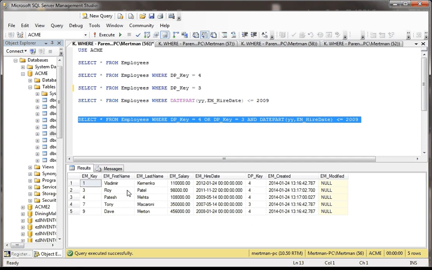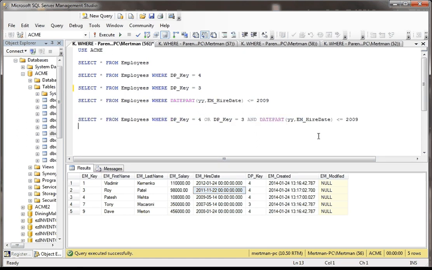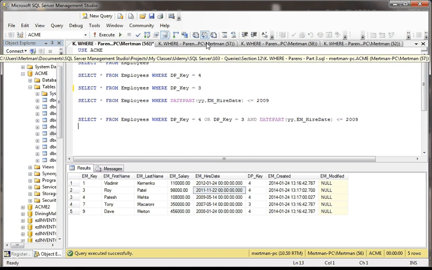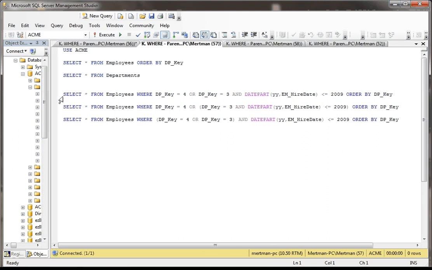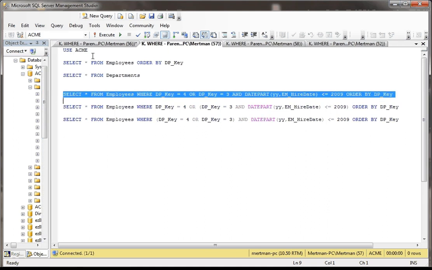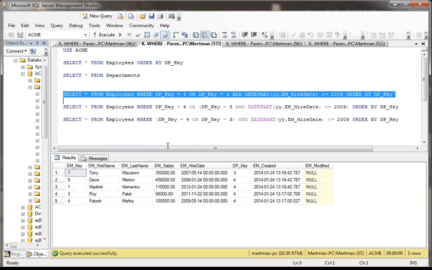Wait a second. We've got a couple of people here, though, that are in 2012 and 2011. How can that be? We're telling it that the date part has to be less than or equal to 2009. Is SQL Server broken? No. Let's look at this a different way. Here, again, we have select from the employees, order by DP. Okay, this is just if we need it. Basically, take a look at this. This is what we ran on the other screen. Now it's returning a couple of records that we don't want.